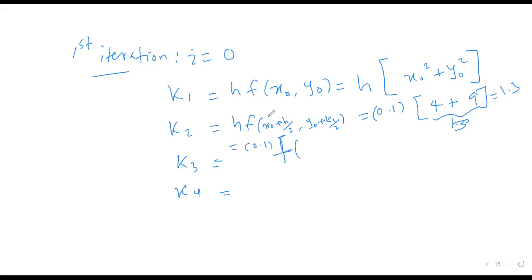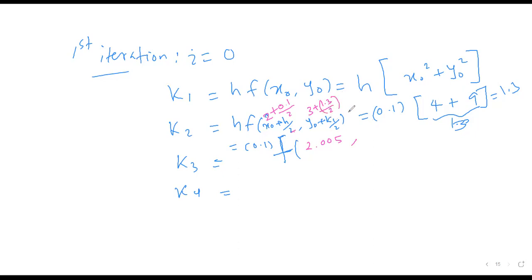So actually, x naught is equal to 2, no? I'll change the color. So let's say x naught is 2. h by 2 will be 0.1 divided by 2. So it is like 0.05. Is that? Comma. y naught will be 3. k1, we have found 1.3, divided by 2.